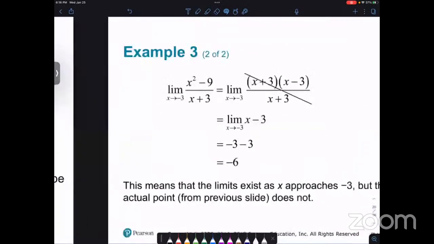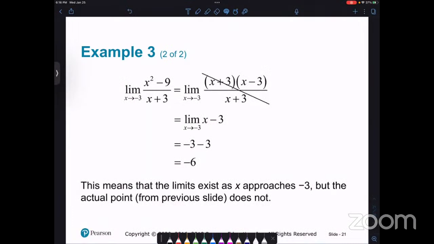Okay. This is just a typed explanation of what we just did, and you see the same result. So this means that the limit exists as x approaches -3, but the actual point does not, right? So it's not defined at -3, but the limit does exist, because when we're close to -3, the y values approach the same number.